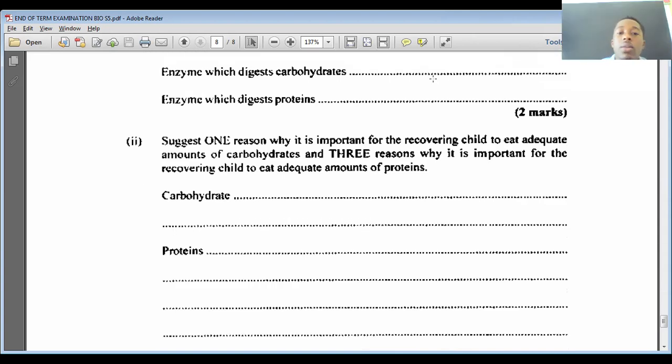Now, just one reason why it is important for a recovering child to eat an adequate amount of carbohydrates, and three reasons why it is important to eat an adequate amount of protein. Carbohydrate gives the child energy. Protein also gives energy, helps to repair worn out cells, and is used for growth. Protein is also used to develop stronger hormones, and helps to increase the rate of reaction because enzymes are proteins.